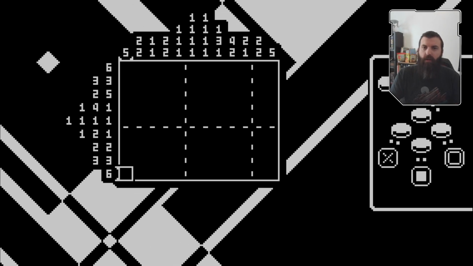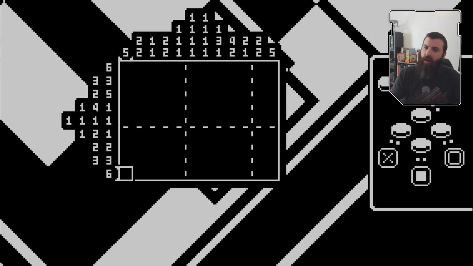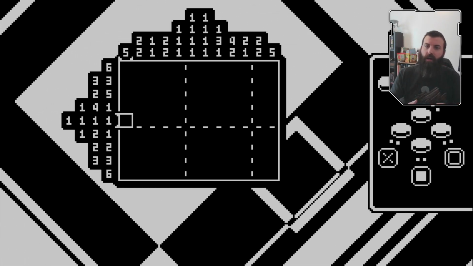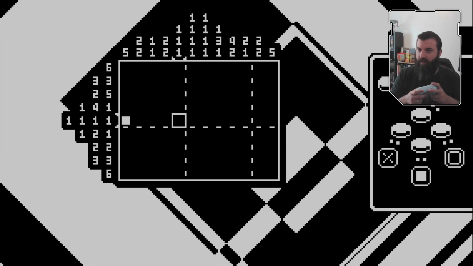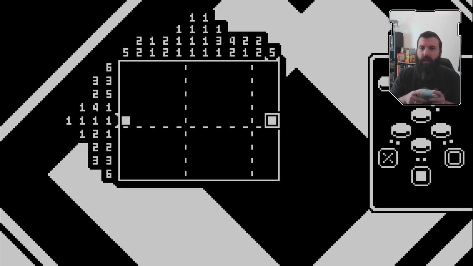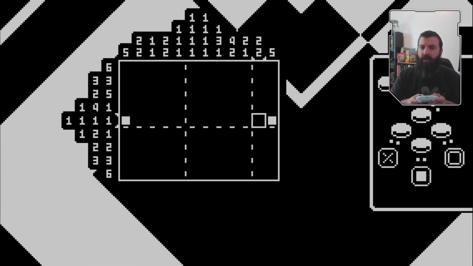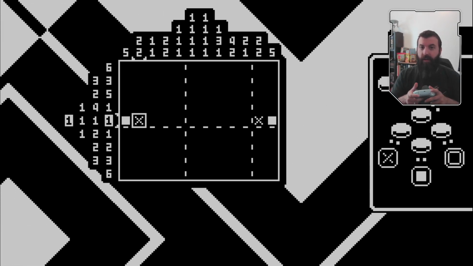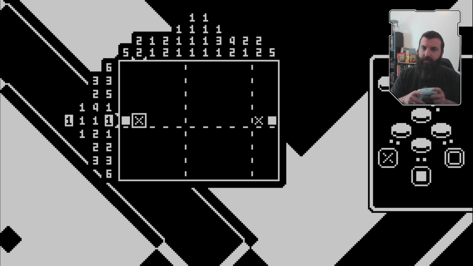Alright, it's 12 wide and 9 tall. At 9 tall, these 5s actually have to fill in this pixel right here. And we can look at our horizontal 1, 1, 1, 1 and say, alright, well, that means that those ones have to be completed. Wonderful.